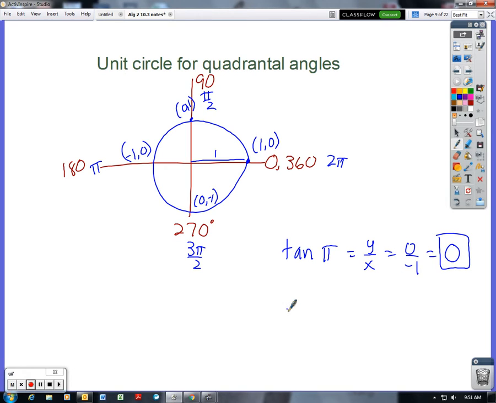How about, let's do cosecant of pi over 2, just for fun. So cosecant is 1 over sine of pi over 2, and sine is the y value. Or you could just do sine of pi over 2 and take the reciprocal. I guess I'll just do it that way. Sine of pi over 2 is here. Sine is the y value, that's 1. And so cosecant of pi over 2 is also 1.